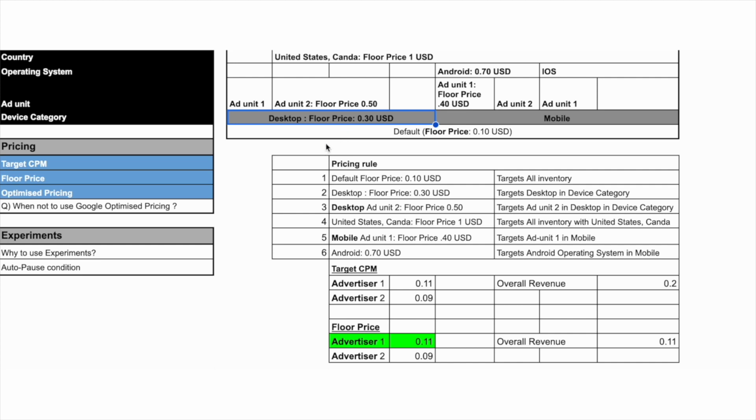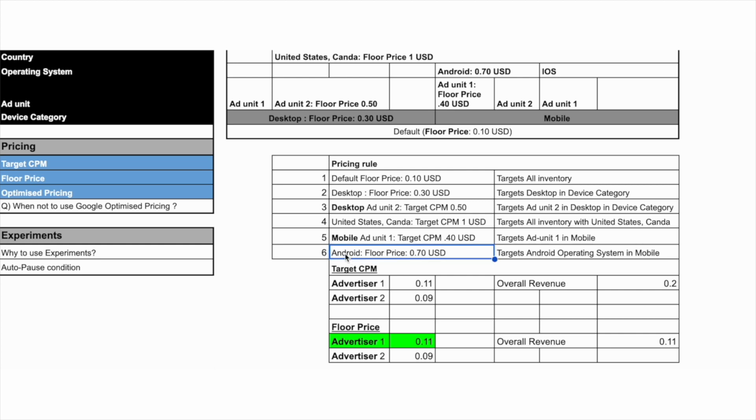Now when it comes to more granular pricing rules, like we have a pricing rule that's targeting desktop and ad unit 2, and it has a floor price of 0.50, in all these pricing rules I would recommend that we go in with target CPM instead. So it should be target CPM. Similarly here as well, it should be target CPM, and in here as well, target CPM.